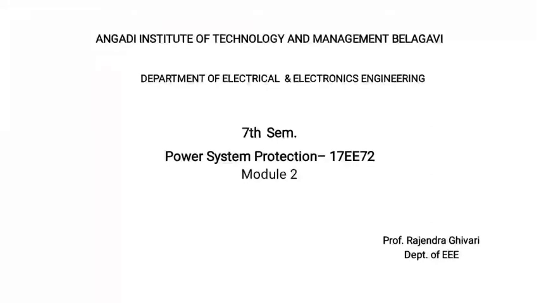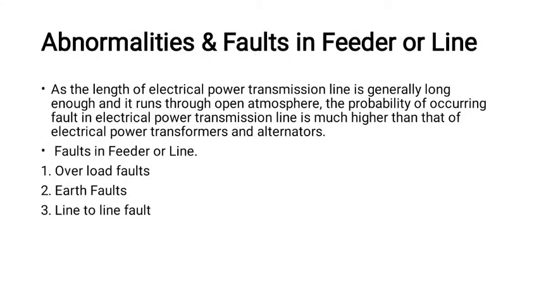Today we'll be dealing with module 2, abnormalities and faults in feeder or the line. As the length of the electrical power transmission line is generally long, the probability of a fault occurring in the transmission line, which is open to the atmosphere, is much higher than in electrical power transformers and alternators. The faults in the feeder or the line can be an overload fault, an earth fault, or a line to line fault.